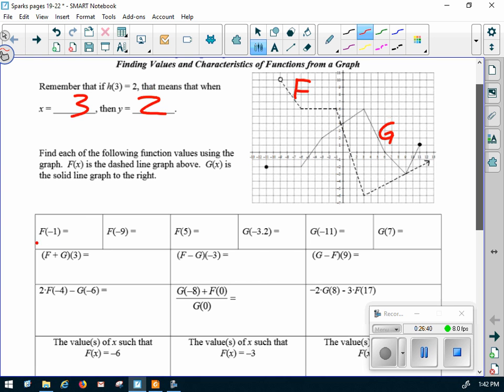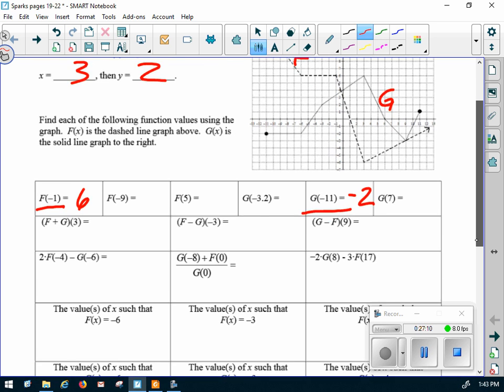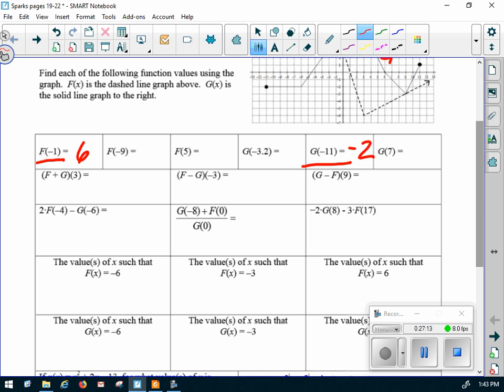Okay. What's f of -1? 6. Right. 6. What is g of -11? G of -11 is... 1. -2. No, wait, -2. Yeah, -2. Now, next row. What does that mean?